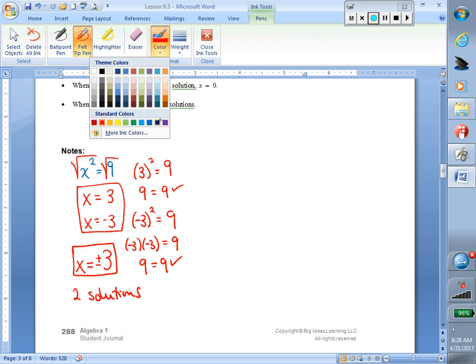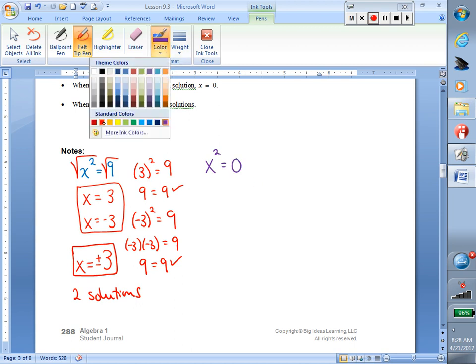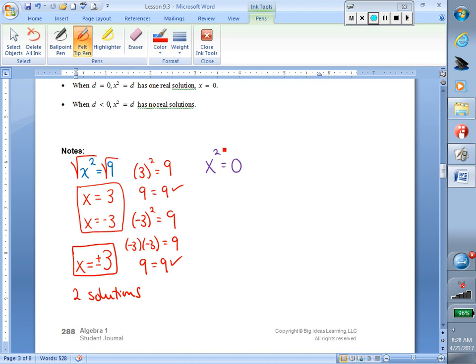Let's take a look at another one. What if we have x squared equals 0? Well, in order to solve, to undo that squared, I have to take the square root, and whatever I do to one side, I have to do to the other. Square root of x squared will give me my plain x. Now the square root of 0 is 0. It doesn't matter if I have a positive 0 or negative 0. They mean the same thing. 0 doesn't have a sign. So here's a case where I solved and I just got one solution.